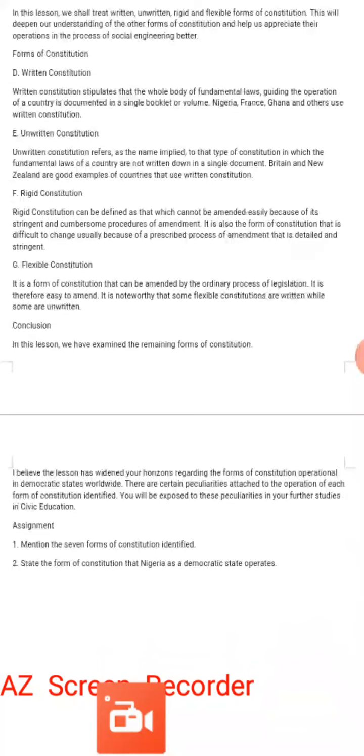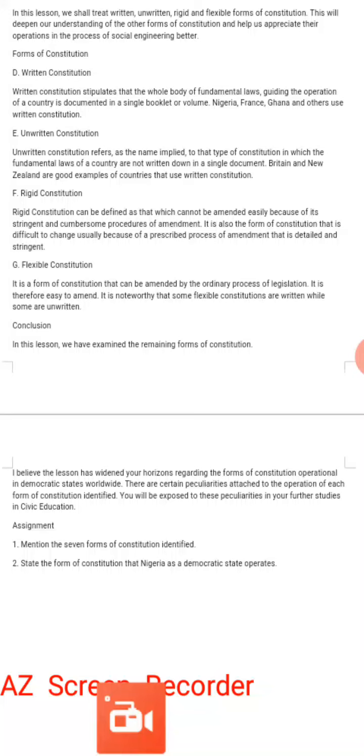F. Rigid constitution. Rigid constitution can be defined as that constitution which cannot be easily amended because of certain stringent and cumbersome procedures stipulated for its amendment. This is peculiar to a written constitution. A written constitution cannot be easily amended. That is, whether the need for the country to include some other laws or some other provisions into the constitution, it will take them some stringent procedures.